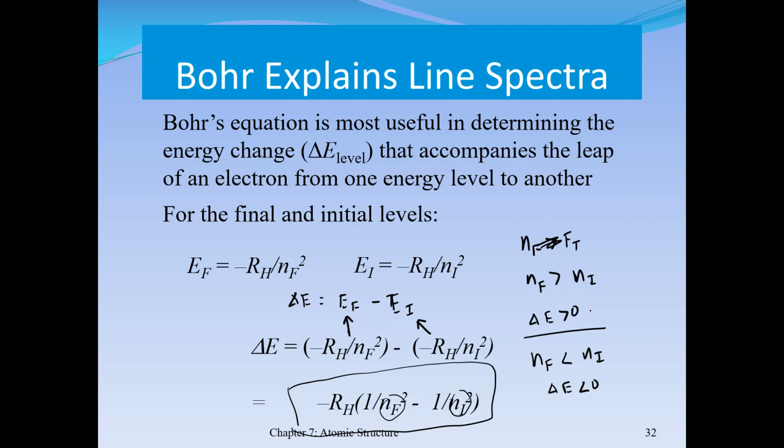Now, if delta E is positive, that means that energy is absorbed in the form of radiation. However, if delta E is negative, that means that energy is emitted. The energy will be emitted in the form of radiation, and in some cases, as in the case of hydrogen, in the form of radiation representing light of a particular color. So that's basically how the Bohr model is used to explain the line spectrum of hydrogen.